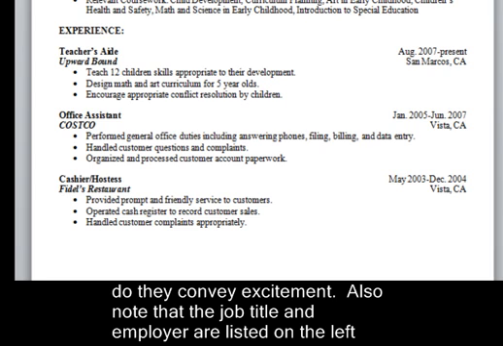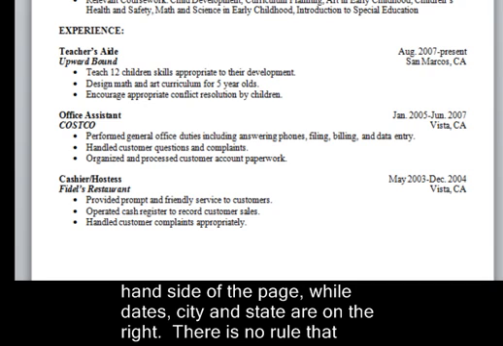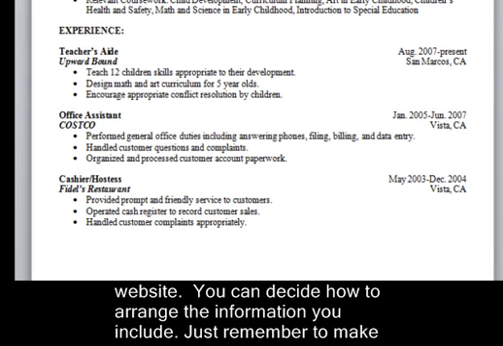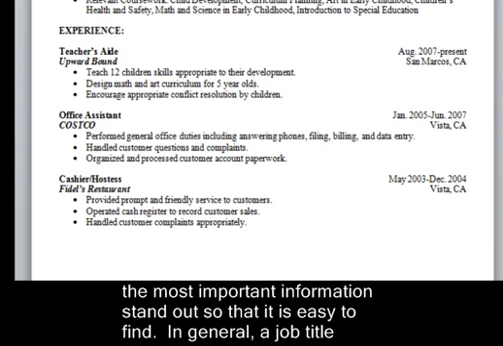Also note that the job title and employer are listed on the left-hand side of the page, while dates, city, and state are on the right. There is no rule that resumes are formatted in this way. You can find other examples on the Career Center website. You can decide how to arrange the information you include. Just remember to make the most important information stand out so that it is easy to find.